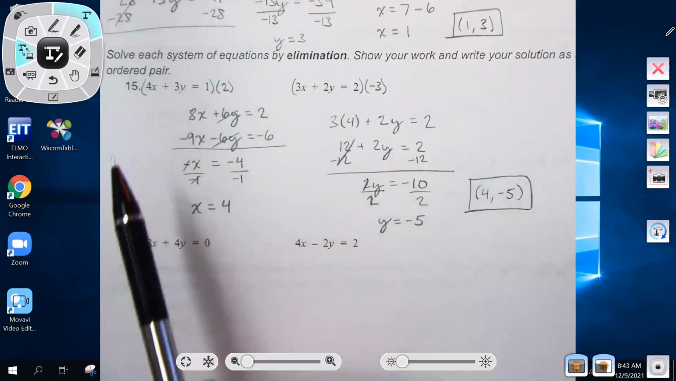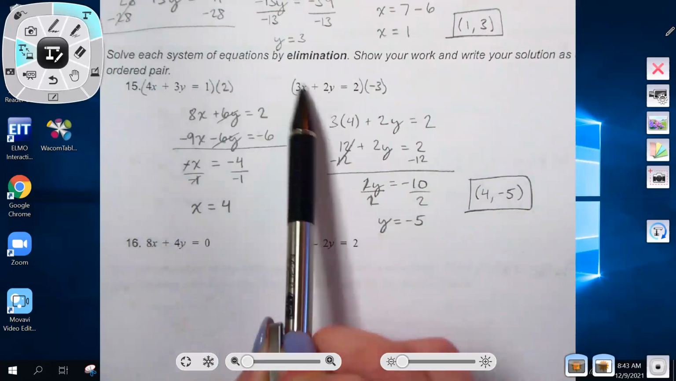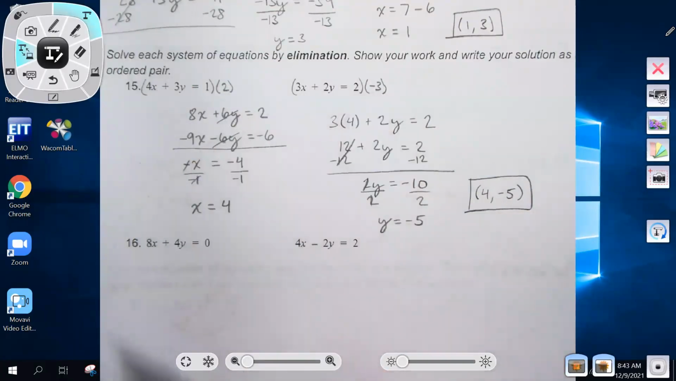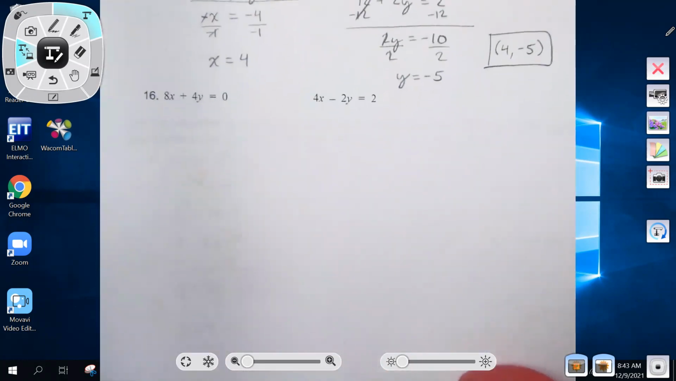So on number 15, we had to multiply both of the equations by something in order to make a variable be eliminated. That's not always the case. Sometimes you only have to multiply one of the equations by something, like in number 16.